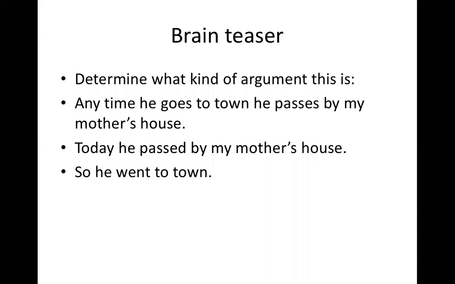Now, the second premise says, today he passed by my mother's house. So this is a premise that affirms the consequent. Today he passed by my mother's house. So an argument that affirms the consequent is a fallacy of modus tollens. So this is a fallacy of modus tollens.